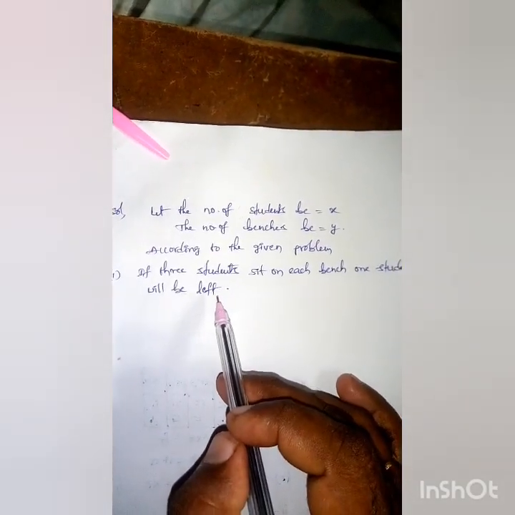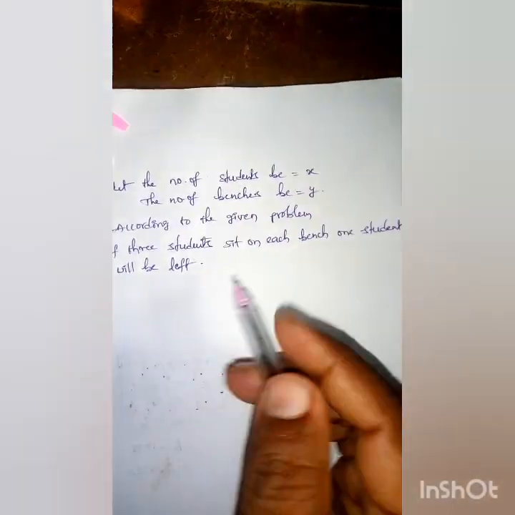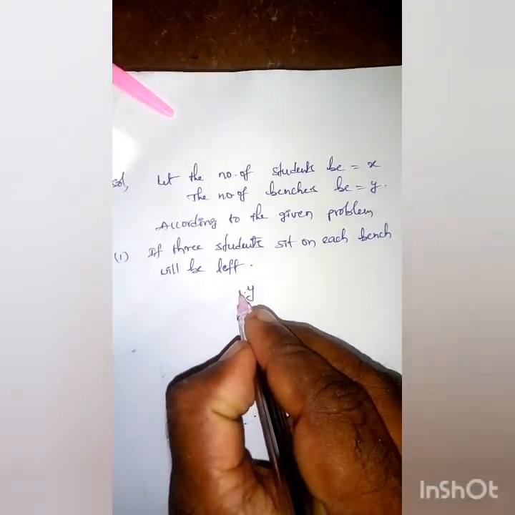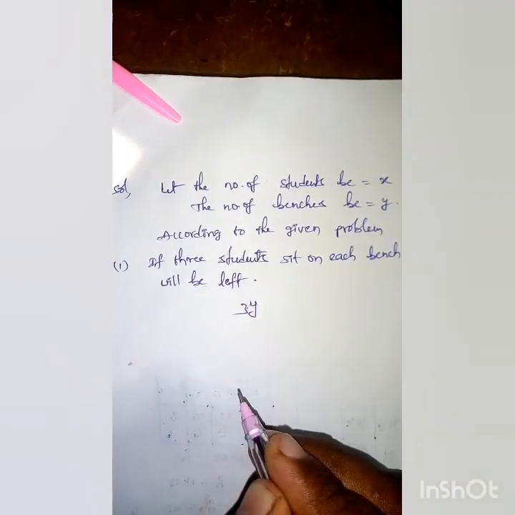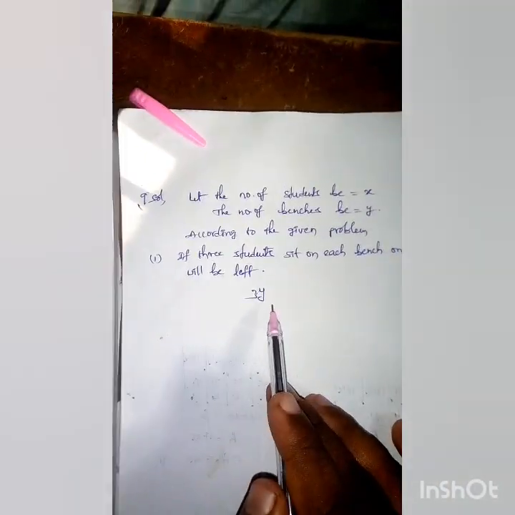How many benches are there in that class? Total benches are y benches. So let me write here y benches. And how many students sit on each bench? 3 students. Okay students, 3 students sit on each bench and y benches are there in that class. So how many students sit on benches? 3 into y. So that is 3 into y. Students, have you understood? How can I write this?